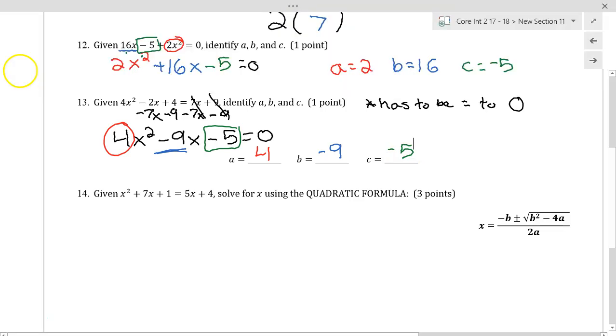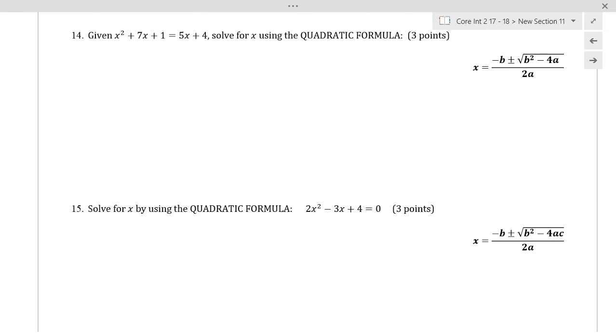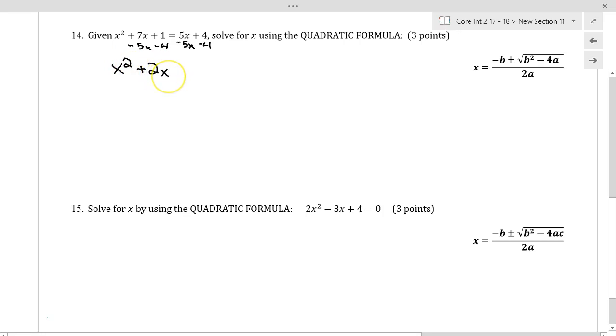All right, looking at number 14. I have x squared plus 7x plus... steps using the quadratic formula. Alright, this is where I'm doing the whole thing. So again, I first have to get it equal to 0. I have to do the opposite of what it's currently equal to. I subtract 5x and subtract 4. So I have x squared, 7 minus 5 is 2x, 1 minus 4 is negative 3, equals 5x minus 5x is 0, 4 minus 4 is 0, it equals 0.